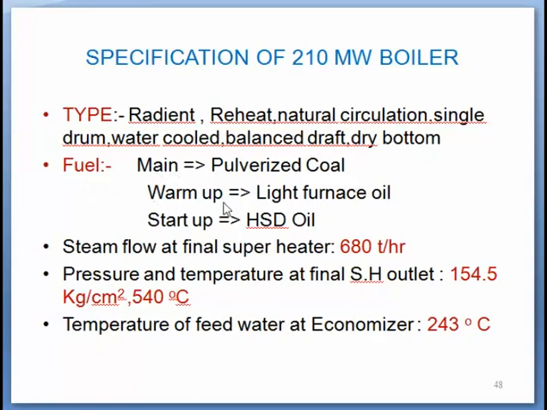For warm up we are using LFO, and for startup we are using HFO. This LFO is also called LDO, light diesel oil. Generally steam flow at the final superheater is around 680 tons per hour. Pressure and temperature at the final superheater outlet is 154.5 kg per centimeter square and 540 degrees centigrade. And the temperature of feed water at the economizer will be 243 degrees centigrade.